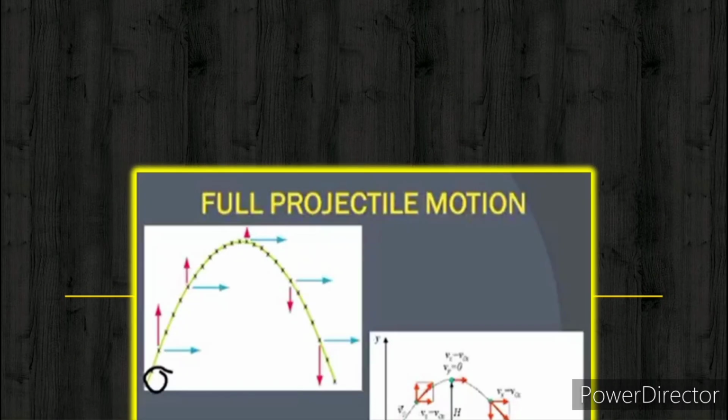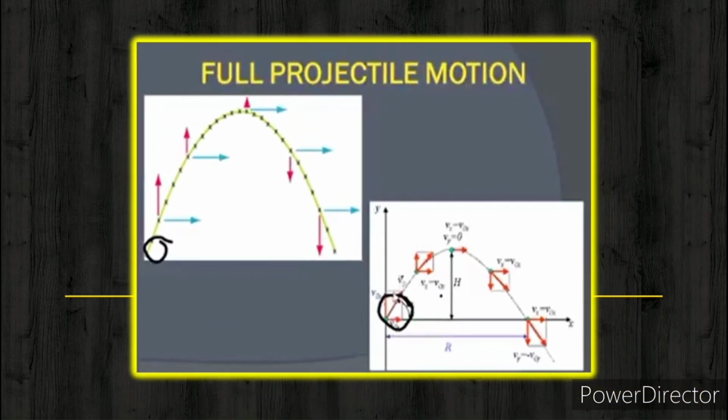Kapag naman full projectile motion, as you can see, nabilugan yan. Ibig sabihin, meron na siyang angle. Kasi nanggaling siya dito sa baba, ihahagis niya, at yung hinagis niya, bababa siya because of gravity. Kaya meron na siyang angle. Kaya siya tinatawag na full projectile motion.